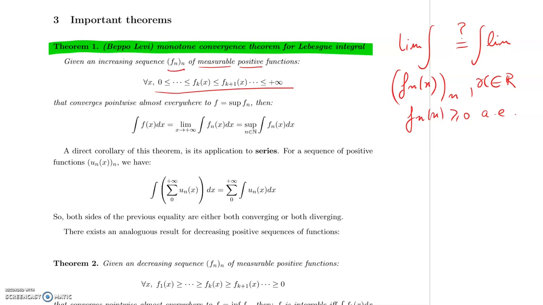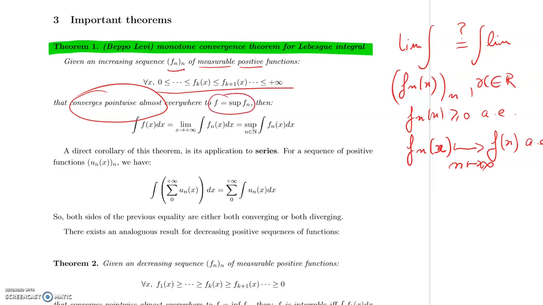We also have to have pointwise convergence almost everywhere. That means there exists a limit as n tends to infinity of the sequence f_n of x. As n tends to infinity, we have a pointwise limit for fixed x. This sequence f_n of x is converging to f of x, almost everywhere again. And as this sequence is increasing, this limit function f is going to be the supremum of the sequence.